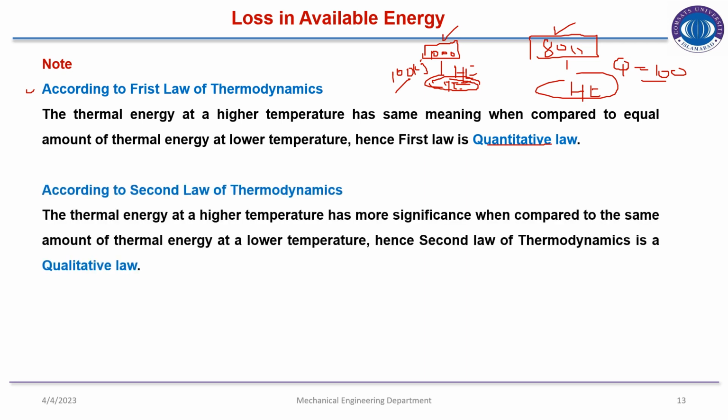Now if we discuss the same scenario in accordance with the second law of thermodynamics, the second law suggests that the higher temperature has more significance when compared to the same amount of thermal energy at a low temperature. In case one, the heat engine is absorbing 100 kilojoule coming from the 1000 reservoir, and in case two, it is absorbing 100 kilojoule of energy from 800 degrees centigrade. The second law suggests that case one is more significant because it has a higher temperature source. That is why for the second law we use the word quality. The second law suggests the quality of energy. The second law of thermodynamics is also known as the qualitative law.